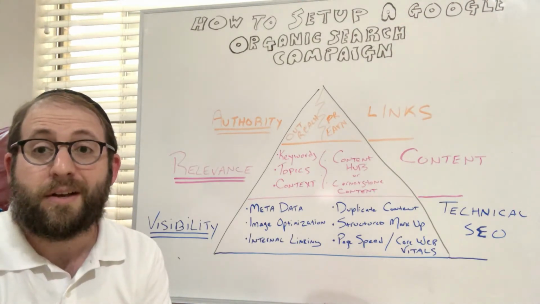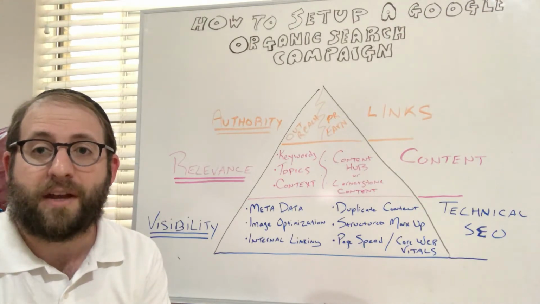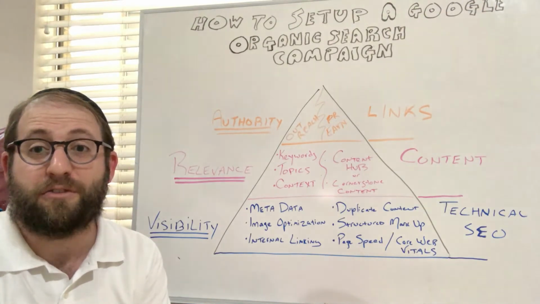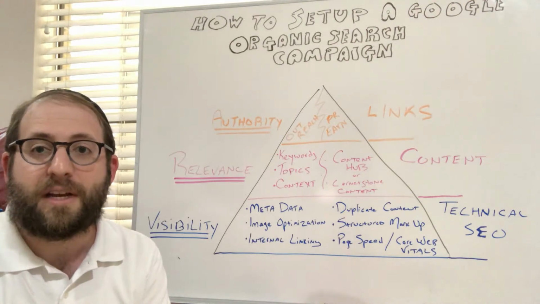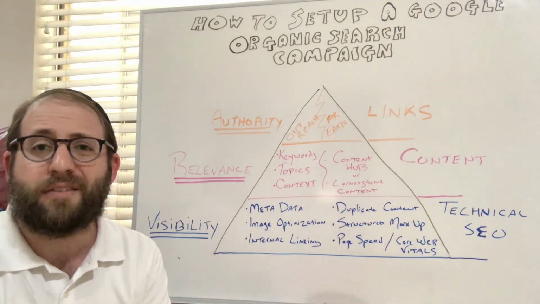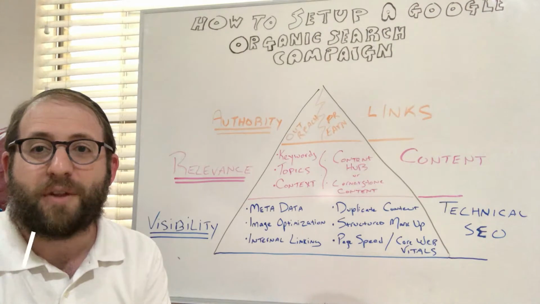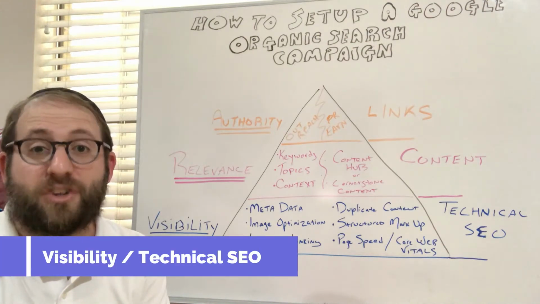Search campaign. So when it comes to setting up an organic campaign, there are three levels or three parts: visibility, relevance, and authority. And this is all relating to your website. So let's first talk about visibility, or the foundation of the pyramid.